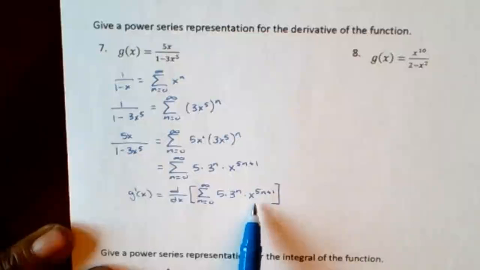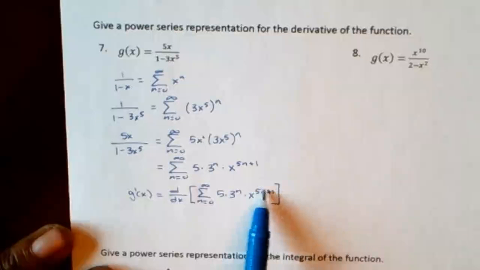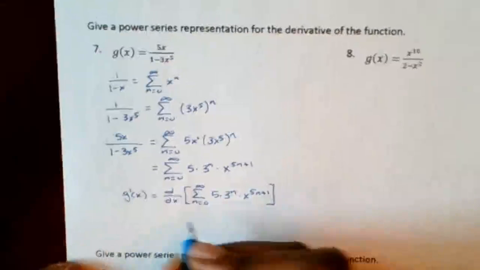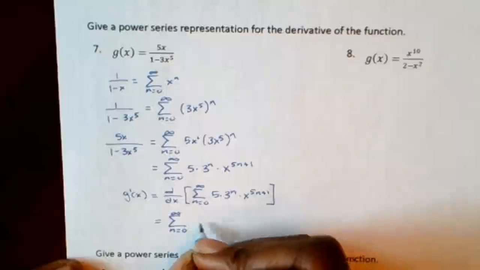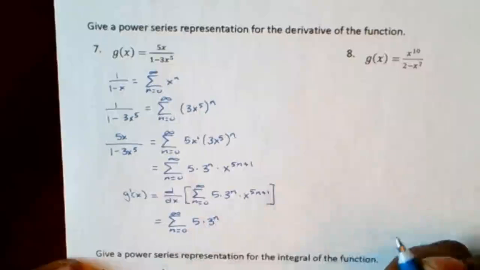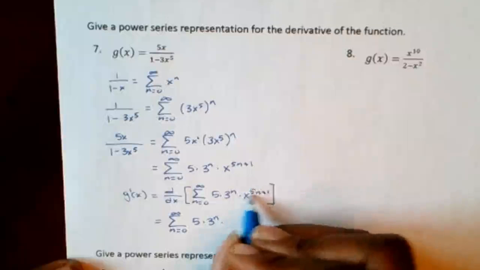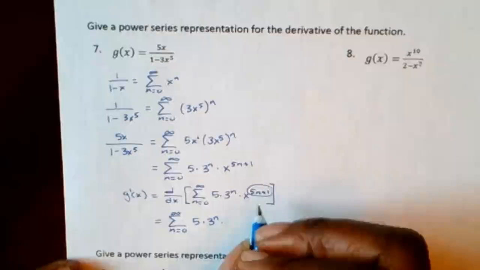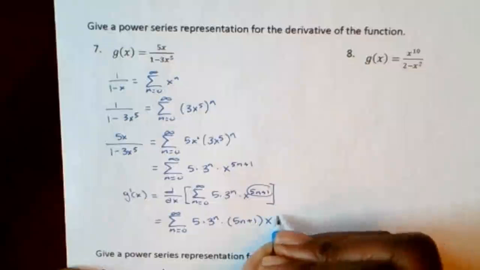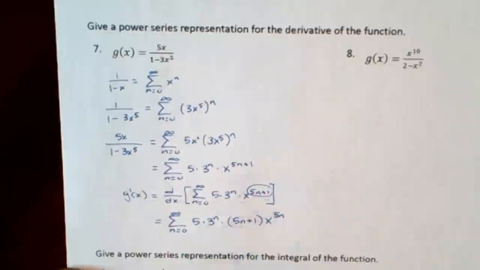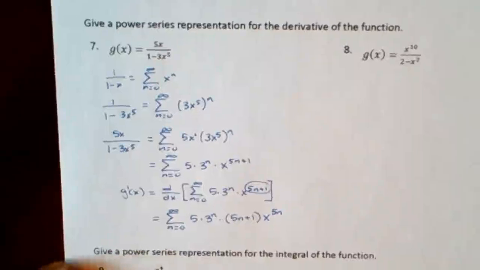And if you remember taking the derivative, you simply drop your exponent down and then subtract 1. And so I'm going to end up with the sum, n equals 0 to infinity, 5 times 3 to the n, that's going to stay, times, I'm going to drop this exponent down. So this 5n plus 1, I'm going to drop it down to be 5n plus 1, x to the 5n, and it's just going to be 5n because remember you have to subtract 1 when you take the derivative from your exponent. And so that's our derivative.